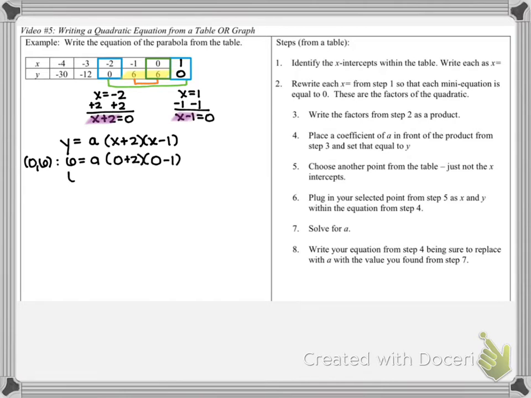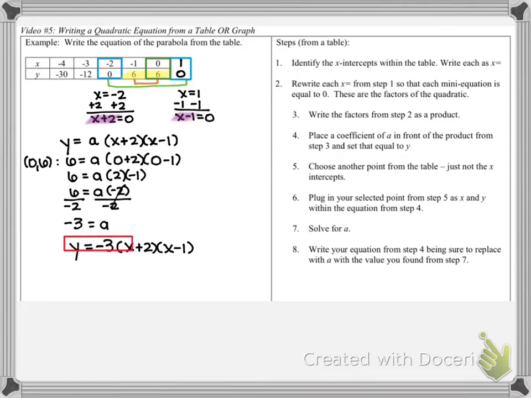Now solve for a. The entire right-hand side, once you simplify what's inside the parentheses, does become multiplication. So to eliminate that multiplication of -2, we are going to divide by -2. It looks like our a is -3. Go back to the equation where we had the a with the factors and plug the -3 in its place.